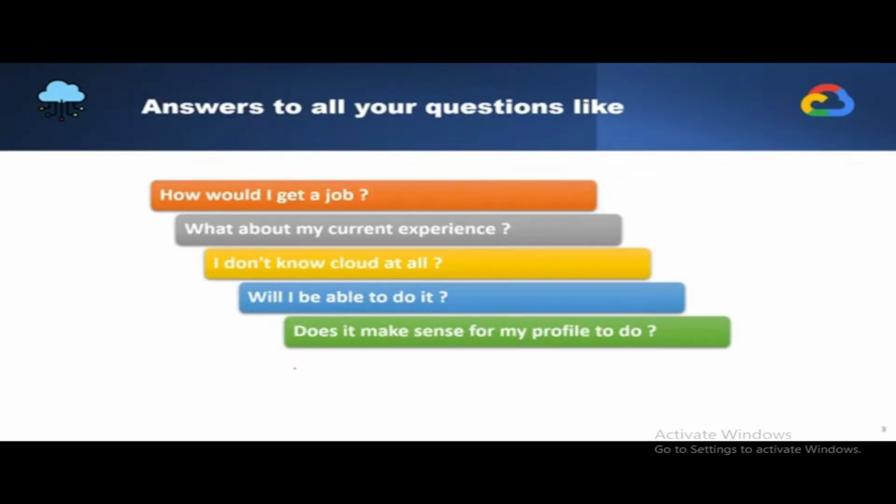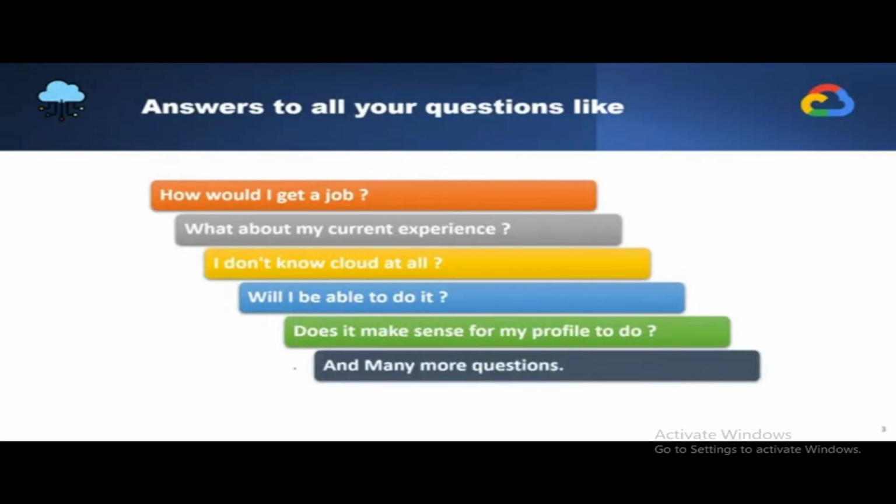And does it make sense for my profile or not? Some people think, sir, I may be working in this area, but I just wanted to come into data engineering. Does it make sense for my profile or not? We will talk about that as well. And how we can do that, we will talk about that.